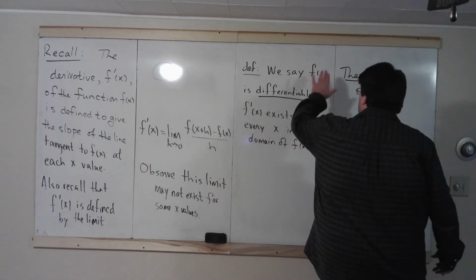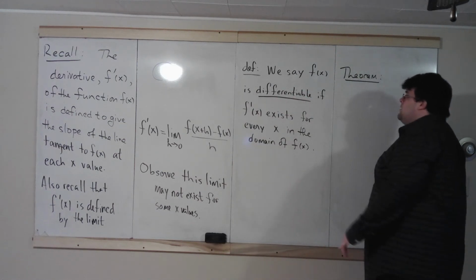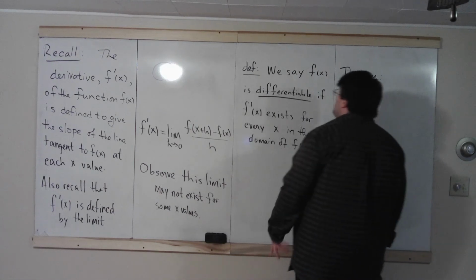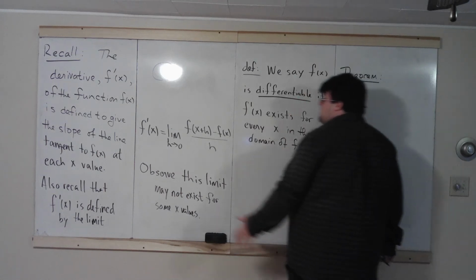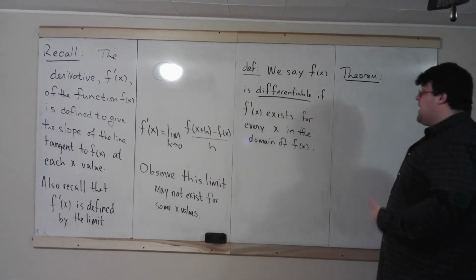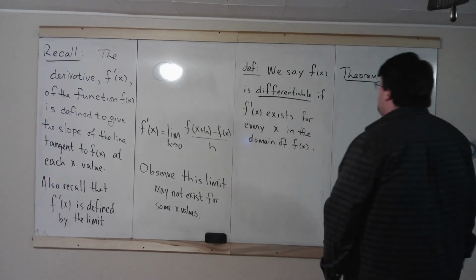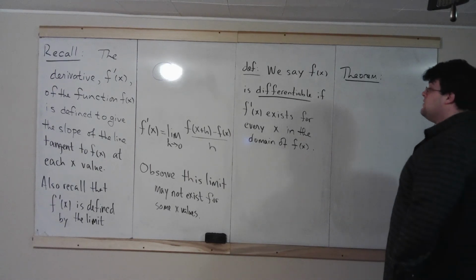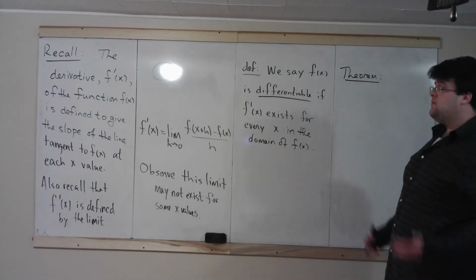We say a function f of x is differentiable if f prime of x exists for every x in the domain. So we say f of x is differentiable if this limit exists in its entire domain. We say it's not differentiable if there is at least one x value where the derivative does not exist. Differentiable means the derivative exists.